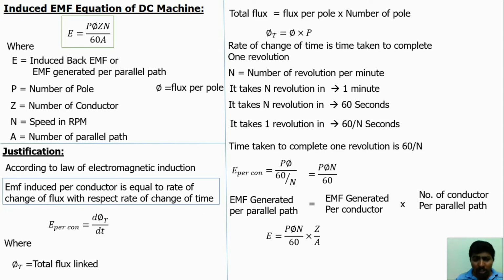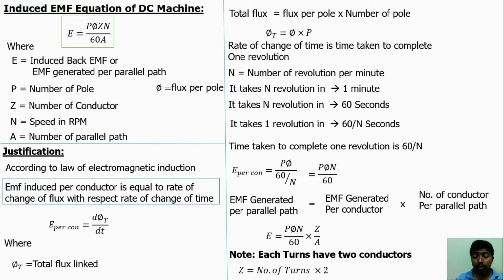Another important point: each turn has two conductors. If the number of turns is defined, the conductors will be 2 times the turns. Okay. So number of conductors is equal to number of turns into 2. Each turn has 2. Okay. This is the justification for the induced EMF equation.